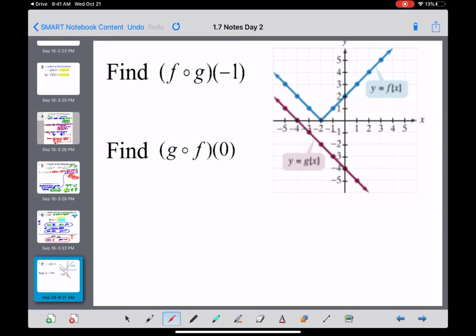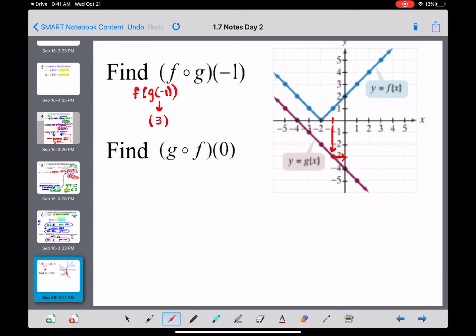Remember, compositions is you take an answer for one and you sub it into the other. Notice there are numbers, so we're getting a numerical answer out. This is the same graph you had. So I'm going to rewrite this f of g of -1. So we're starting with g of -1. So go to the graph of g, go to -1, go down and find it. You're looking for the y value. G of -1 is 3.